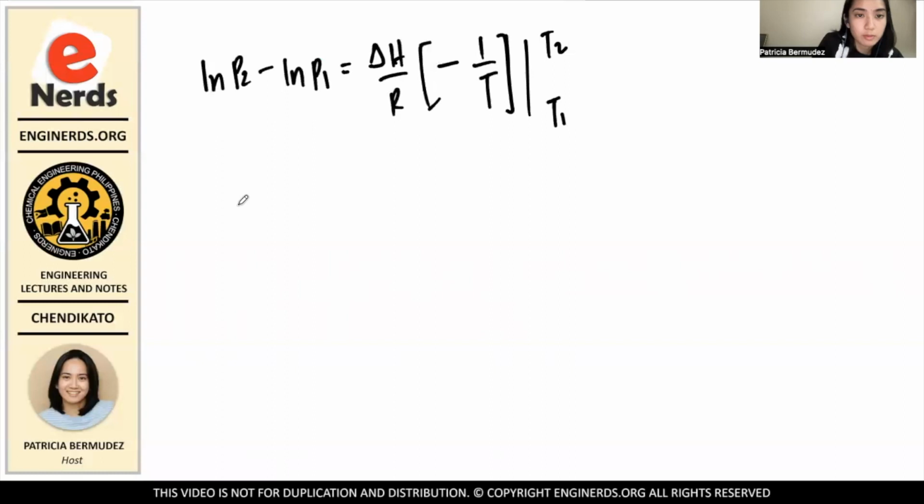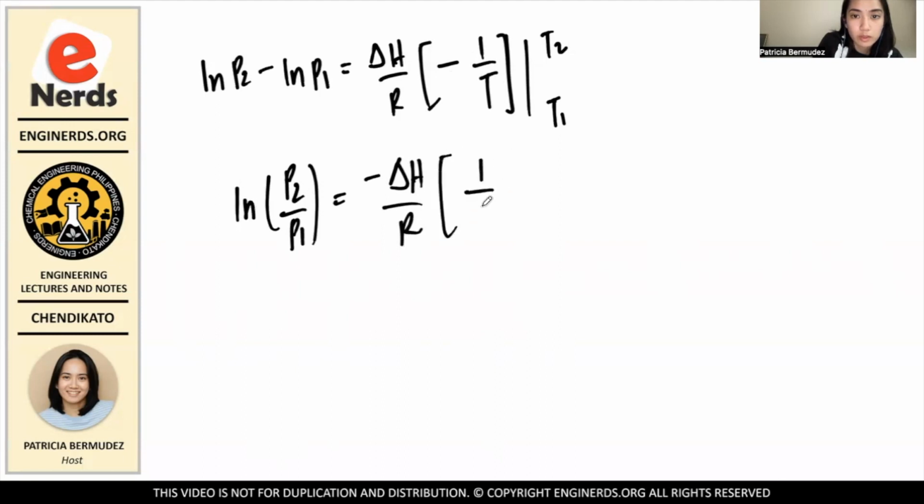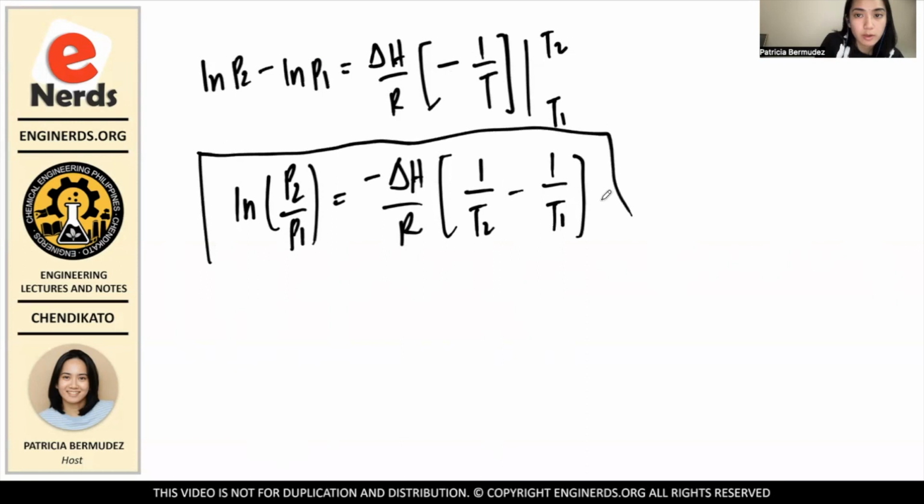Let me just rewrite. It'll be ln p2 over p1 is equal to the negative delta h over r, because we took the negative sign out here, multiplied by 1 over t2 minus 1 over t1. And that is our answer for the problem. We have proved that the Clapeyron equation is indeed like this.